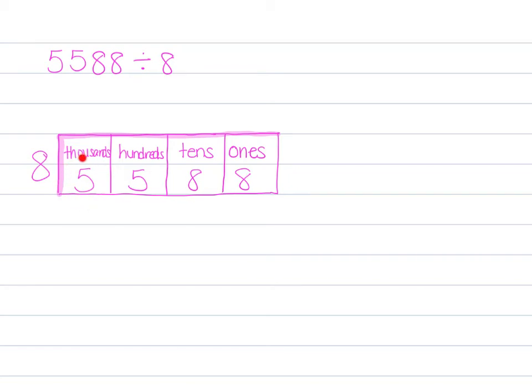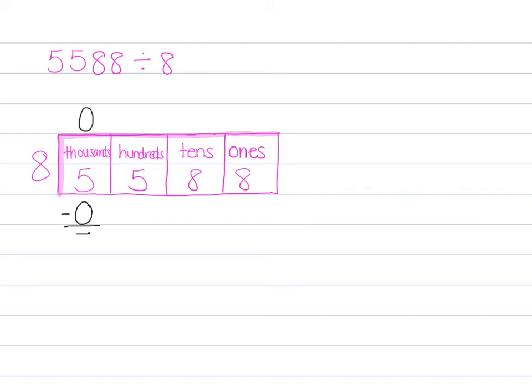We have 5,000s. Picture your 5,000s cubes. Can we divide those into 8 groups? No, there'd be 3 groups that don't have a thousands cube. So we're going to have to say, no, that doesn't work. When it doesn't work, we put a 0 above that place. 0 times 8 is 0.